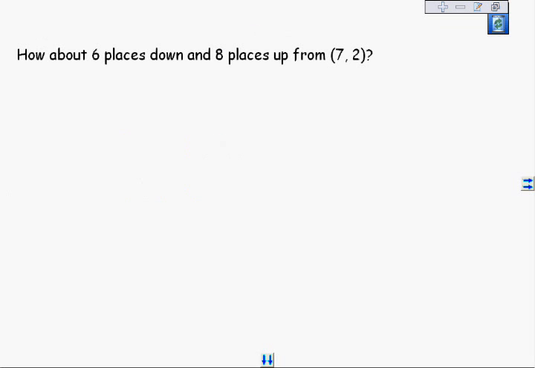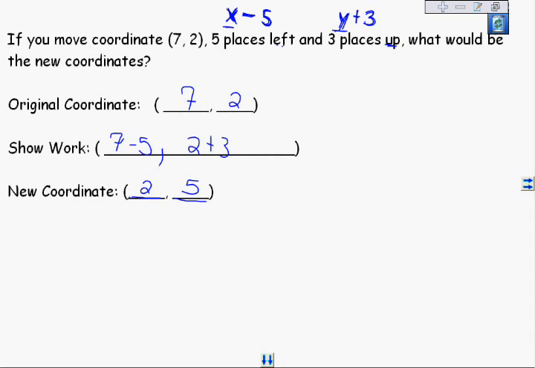Here is another example. How about 6 places down and 8 places up? Down is which coordinate? Down is on the y-axis. Down is subtracting, and we're going 6 places. Up is the y-axis. And up is adding. So then we're going to add 8 to the y. So follow the same format.